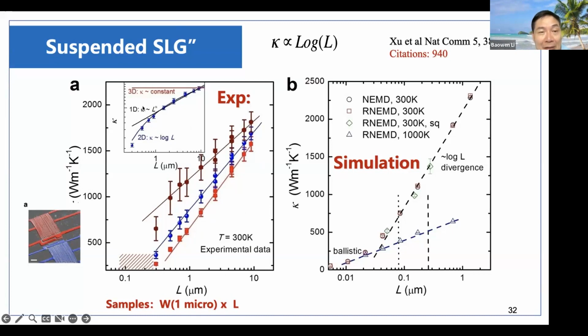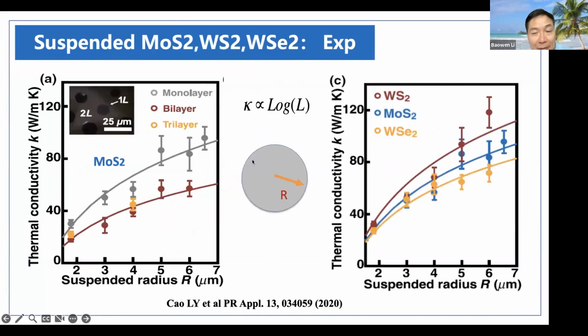And here is another plot. We draw kappa versus log L, and we can find that for large L we have a 1D behavior, because we keep the width at 1 micrometer. So when the length gets bigger, we have this 1D behavior. And for small L, we have a very nice 2D behavior.